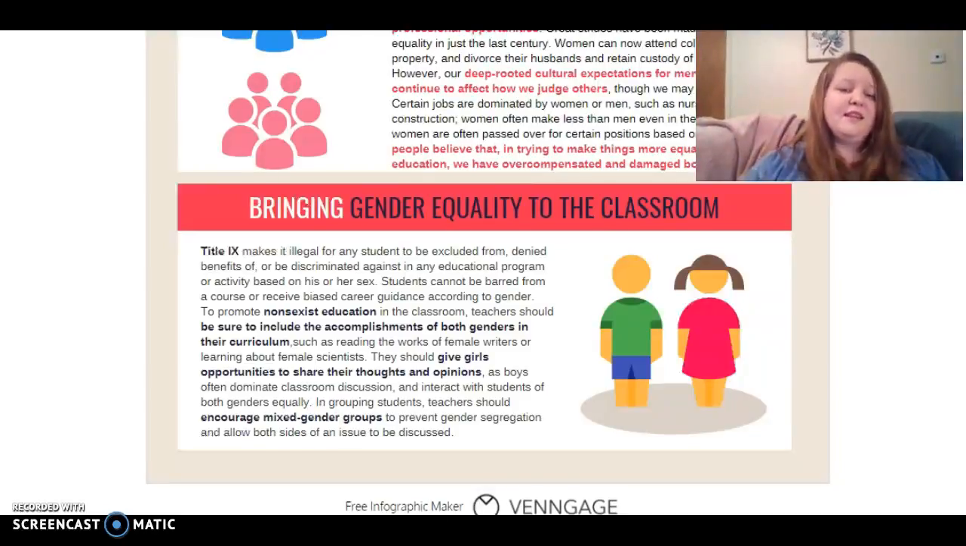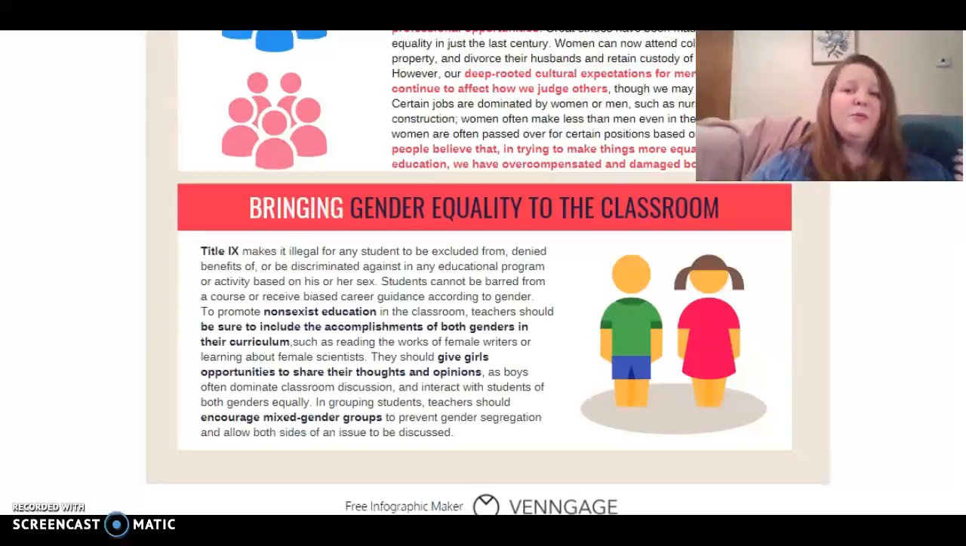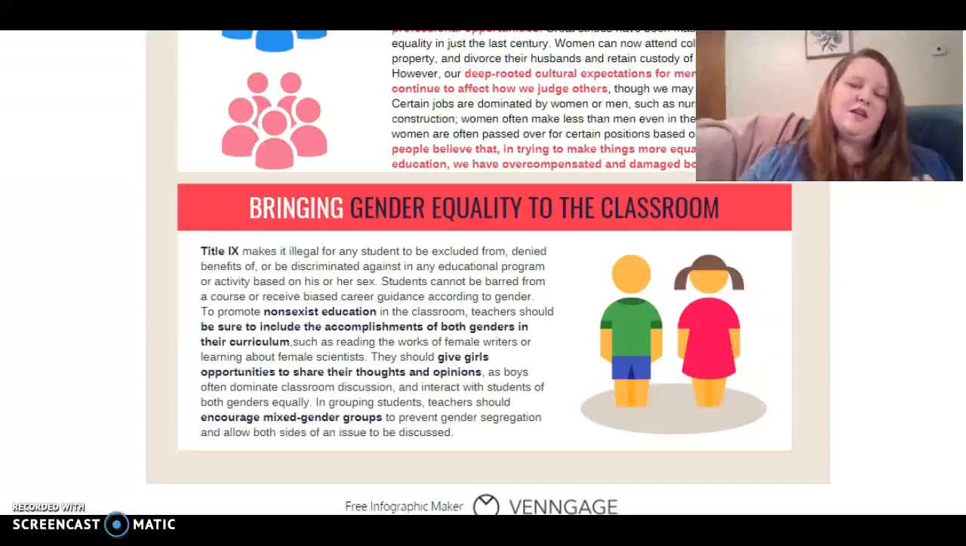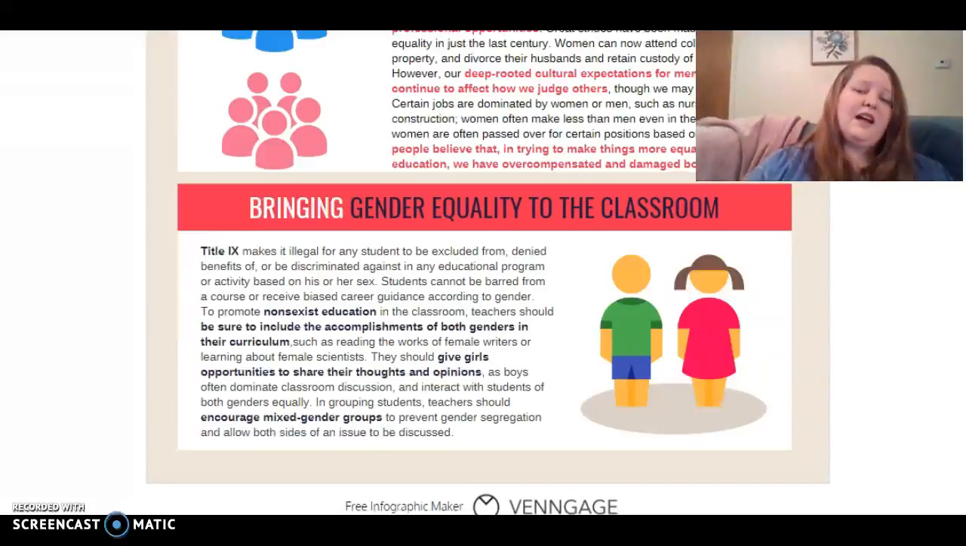To promote non-sexist education in the classroom, teachers should be sure to include the accomplishments of both genders in the curriculum, such as reading the works of female writers or learning about female scientists. They should give girls opportunities to share their thoughts and opinions, because boys do tend to speak out more in class and kind of dominate discussion. Teachers should also make sure to interact with both genders equally. Whenever we group students, we should make sure that we mix genders in groups. Whenever we don't let the students segregate themselves, it encourages them to see different kinds of viewpoints and uses gender as a bouncing off point.